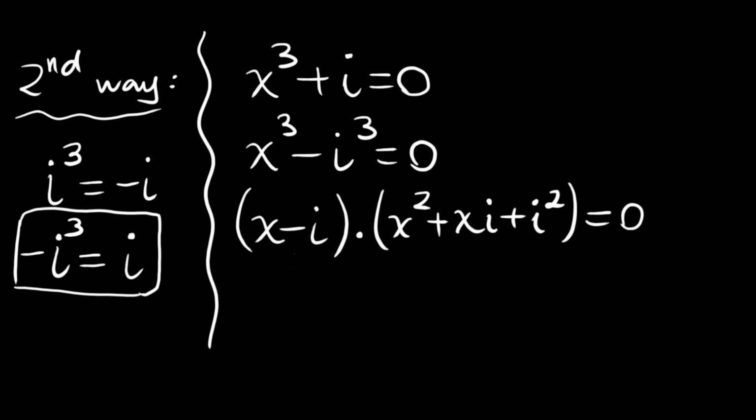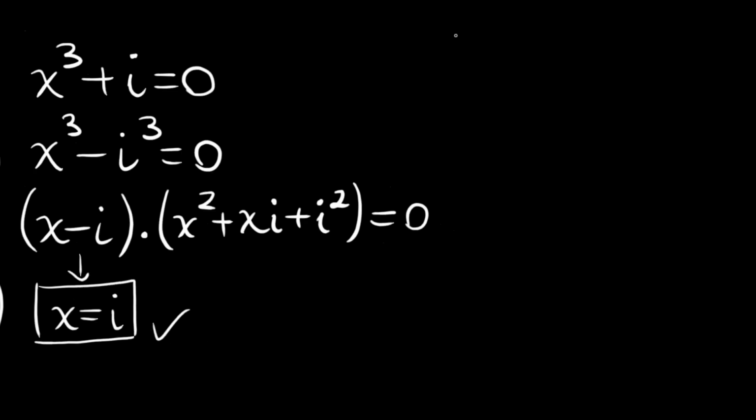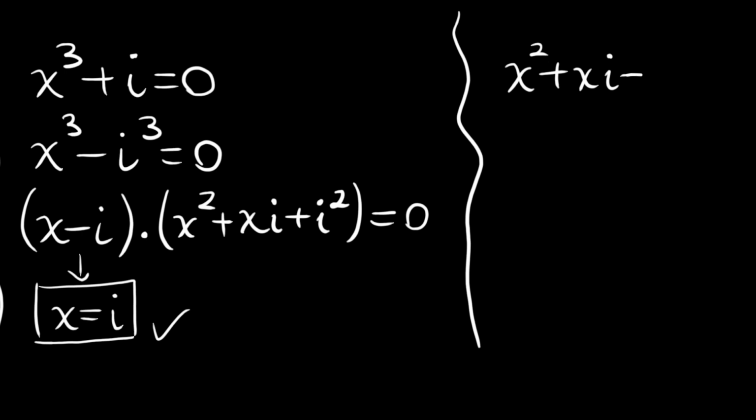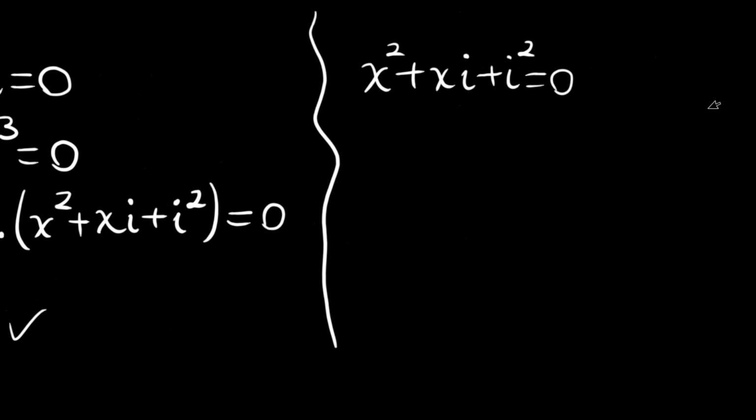So the first root from here is equal to i. You can check i cubed plus i in the original equation: negative i plus positive i becomes 0. And we also have a quadratic now. Let's solve this. We have x squared plus xi plus i squared equal to 0. i squared is -1 by definition. Let's write x squared plus i times x minus 1 is equal to 0.